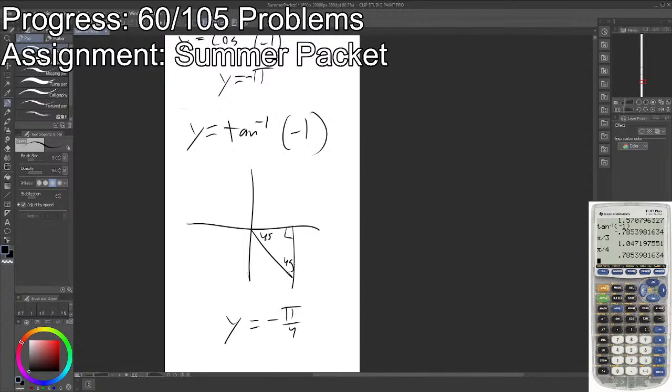So 45, 45, 90. So 1, 1, square root of 2, something. Make sure. Yep. Well, this should be negative 1.